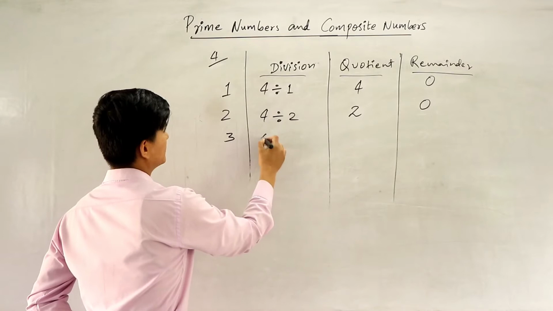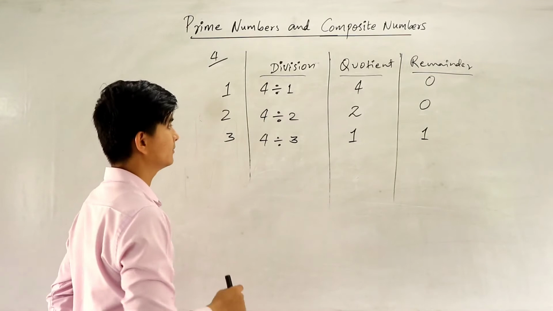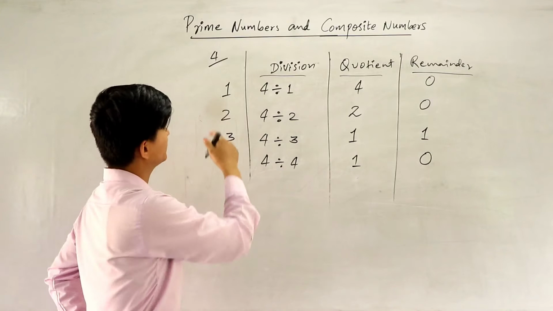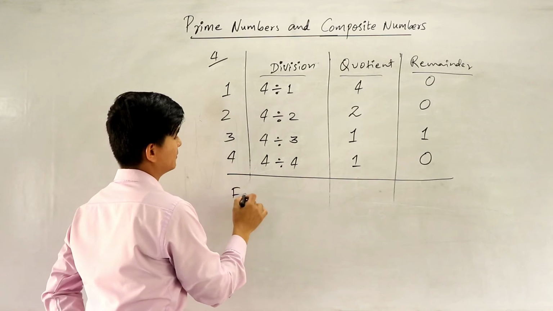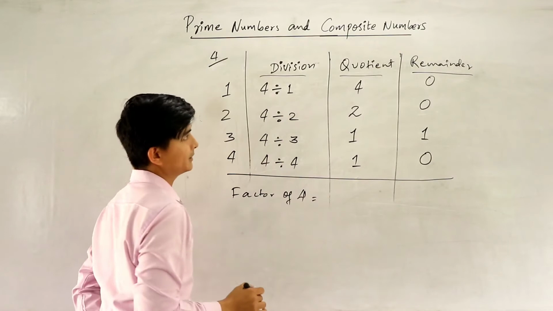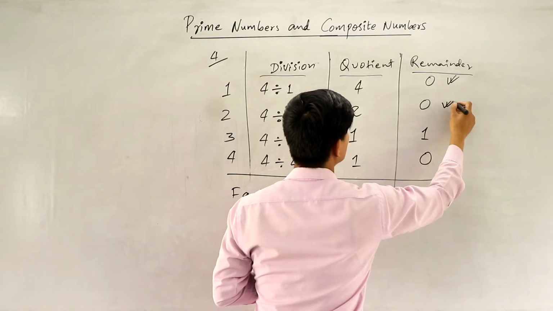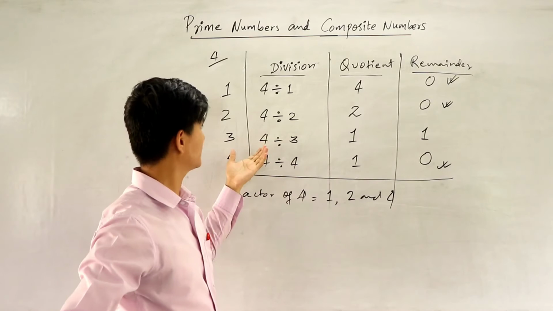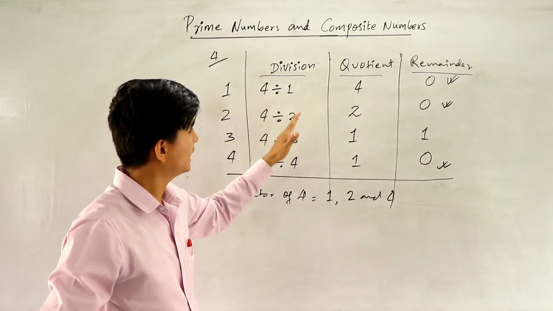Again, if we divide 4 by 3, then we'll get the quotient as 1 and the remainder will be 1. If we divide 4 by 4, the quotient will be 1 and the remainder will be 0. Since we are taking 4, we have to divide up to 4, right? So here we will stop. Which one will be the factor? The one whose remainder is 0. So here we have 1, then the remainder is 0 for 2, and for 4 as well. 4 is not exactly divisible by 3, so we got remainder 1. So this is not a factor. Here we have got 1, 2 and 4 as the factors of 4.